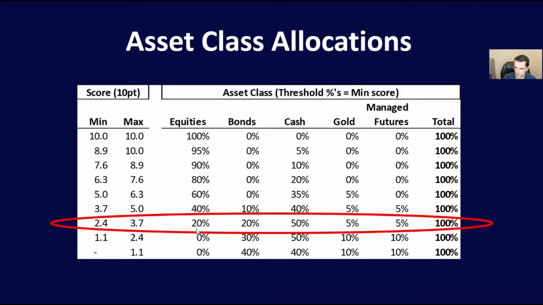All these scores are kind of related to the minimums here. But the range kind of indicates that you'd be at a minimum 20% equities, 20% bonds, 50% cash, 5% gold, and 5% futures. So, still very cautious overall.